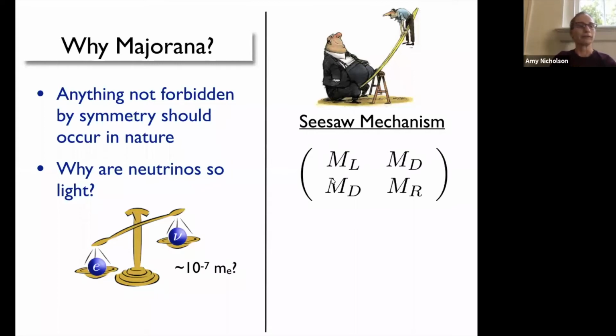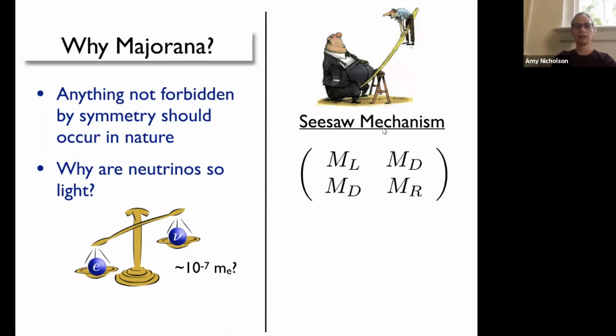Hopefully you know from the standard model that you have so-called left-handed and right-handed particles. The standard model predicts that we only have left-handed neutrinos, but if you, again, believe that anything not forbidden by symmetry should occur, then we should also be able to see right-handed neutrinos. The explanation for why we haven't seen those could be that their mass is just very, very heavy, and we haven't reached energies capable of producing them.